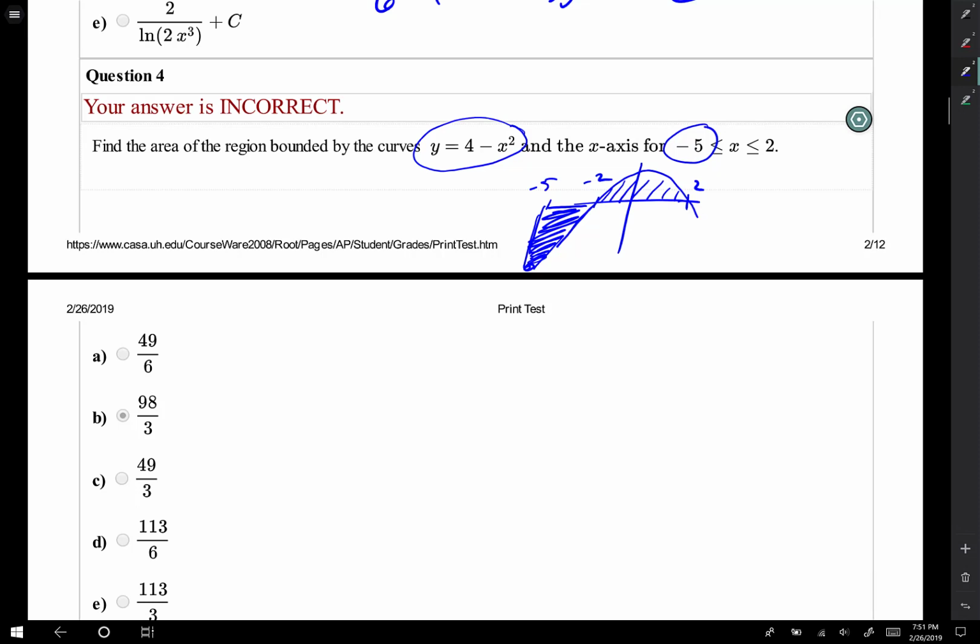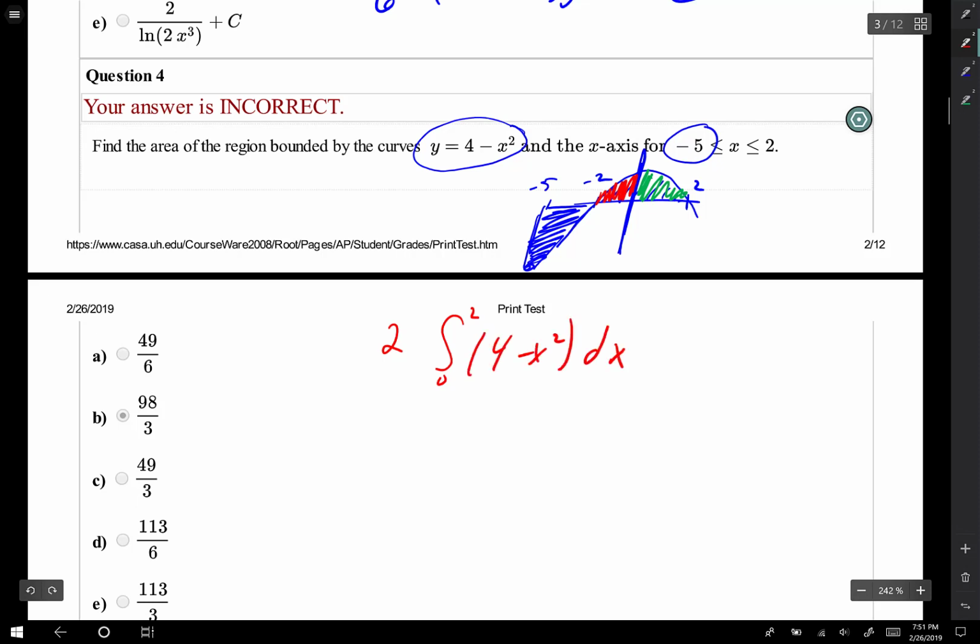Okay, the first thing I would do, I'm tempted to find the area between 0 and 2, whatever that is. I'm going to multiply by 2 because it's symmetric. This area, I know I didn't draw it perfect, but that area should be the same as this area in green here. So that's what I'm going to do first. Let's see. Integrate 0 to 2. I'm going to multiply that by 2. And I'm going to go 4 minus x squared dx. So let's see.